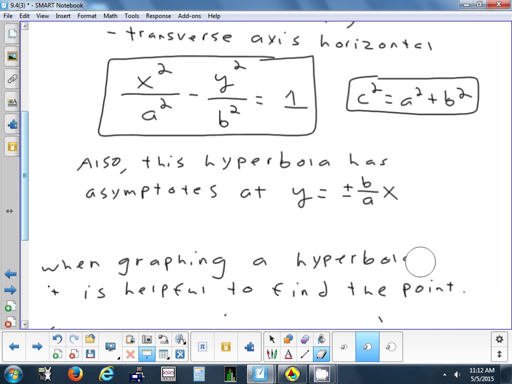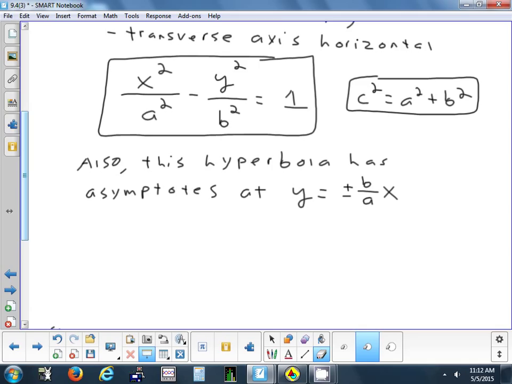And I think that's the easiest way to graph a hyperbola. The book had another suggestion, but I don't think that that's helpful. Easiest way to graph a hyperbola is draw your asymptotes, and that'll tell you where to put your branches. And I'll show you one.